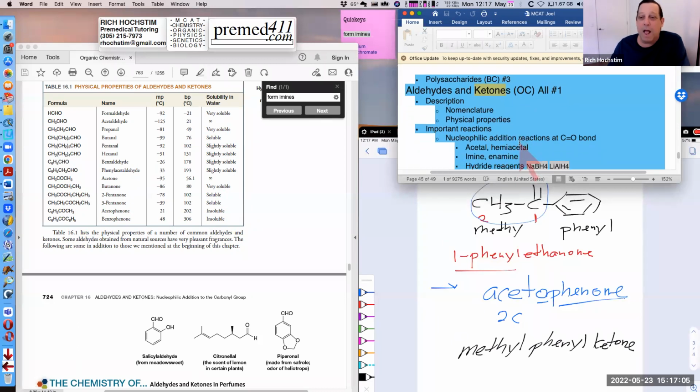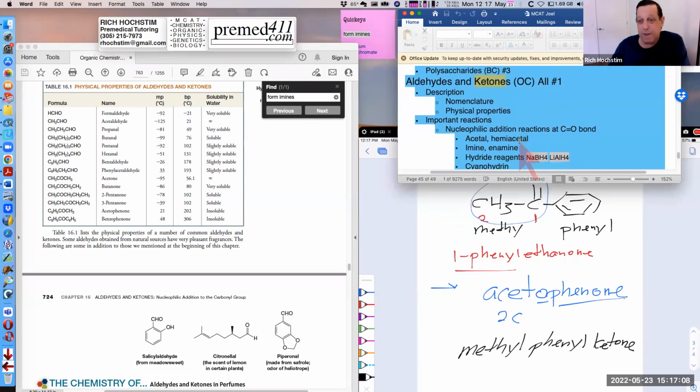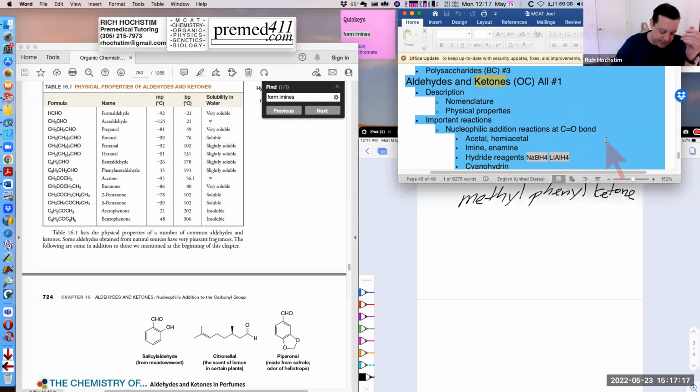Okay. As far as important reactions, the first one we're going to be looking at is nucleophilic addition reactions. Oh, that's all of them. So what happens is that you have a carbonyl group like this, and a nucleophile is going to attack, something with a lone pair or with a partial negative charge. And when it attacks, it's going to attack the carbon because the carbon will have a partial positive charge as a result of resonance, and it will come in like this. And that's what all of these reactions are going to be about.